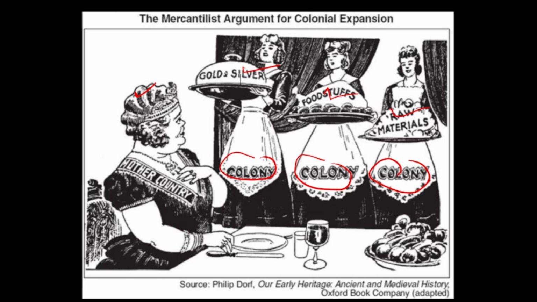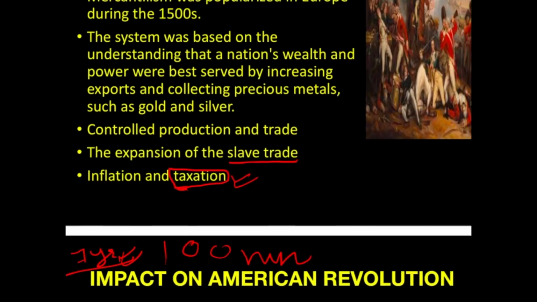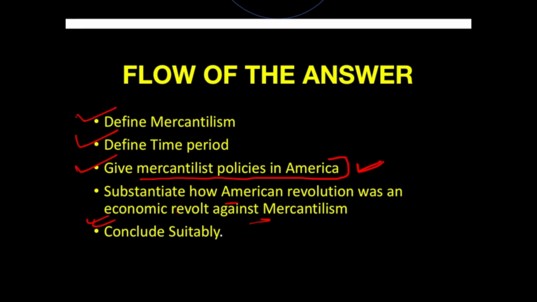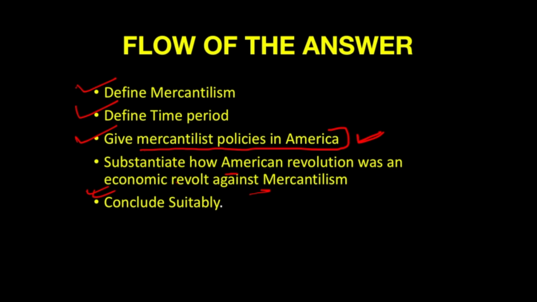Once you are finished with this answer, you must have realized that your flow started with mercantilism, time period, policies America had, substantiation of the American Revolution, and conclusion. Once you fulfill all these criteria, a good answer will come.